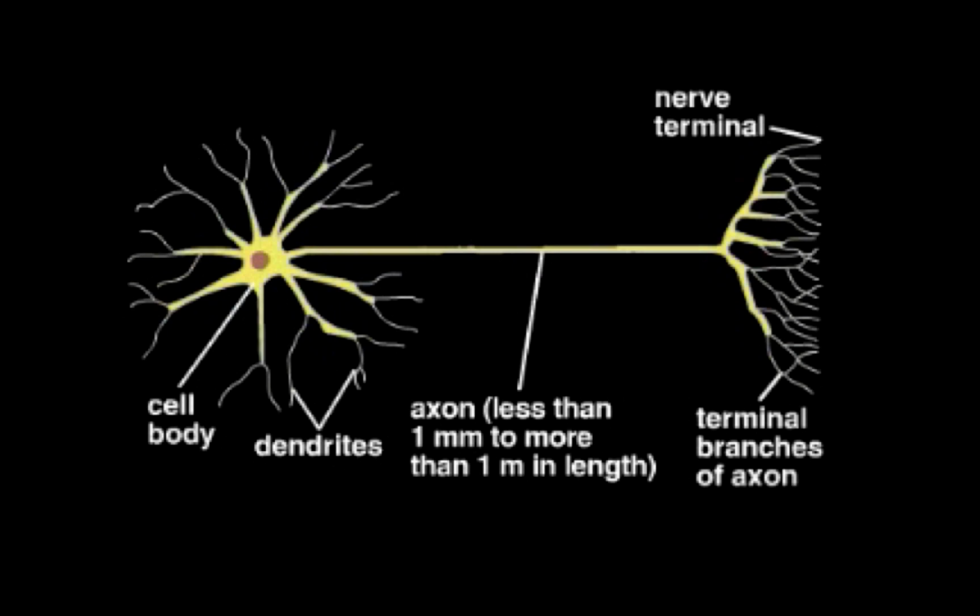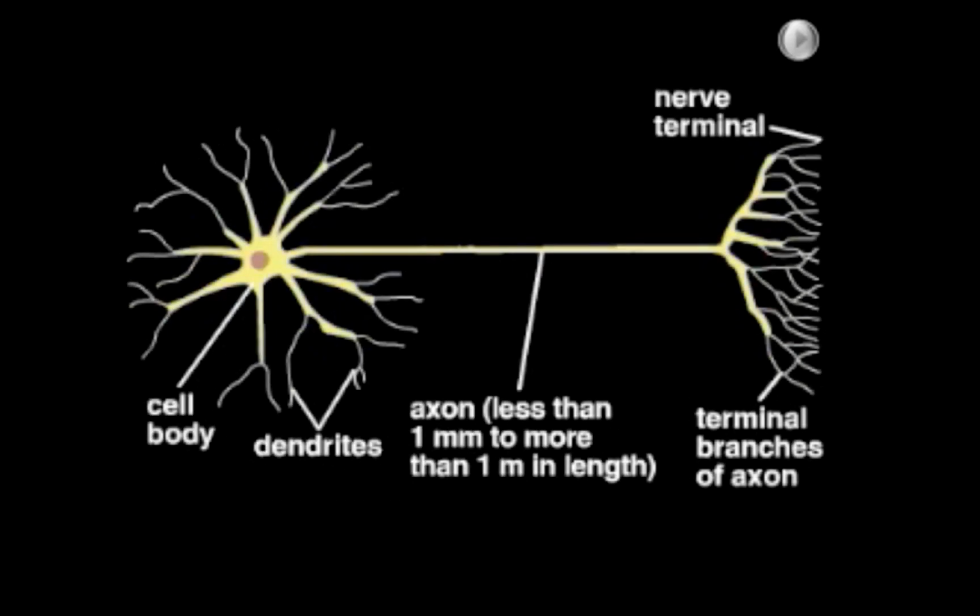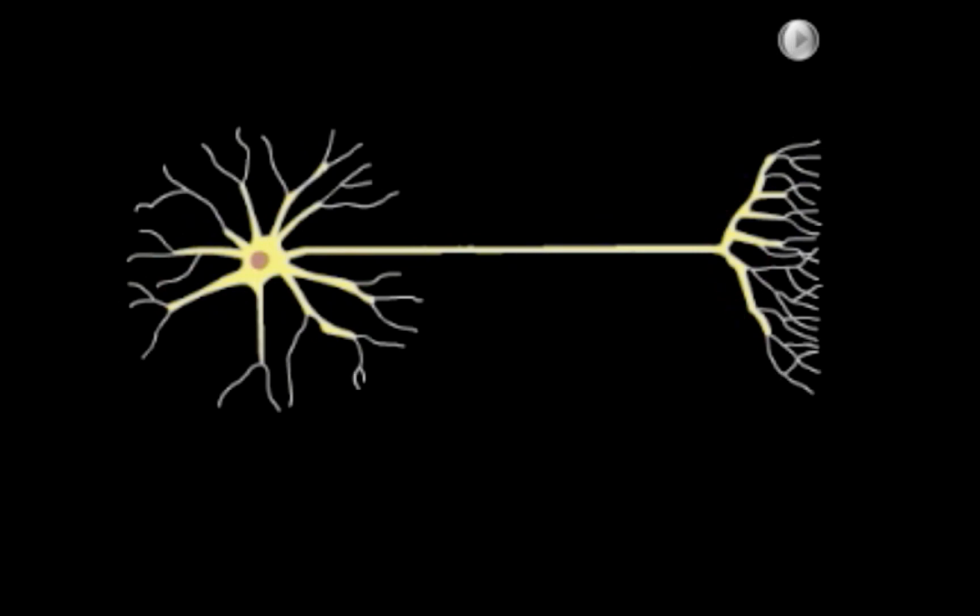Now, let's look at this explained by a movie. The fundamental task of a nerve cell is to receive, conduct, and transmit signals. Neurons propagate signals in the form of action potentials, which can travel great distances along an axon without weakening.